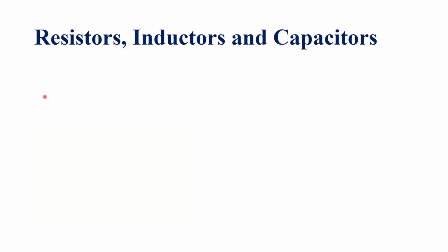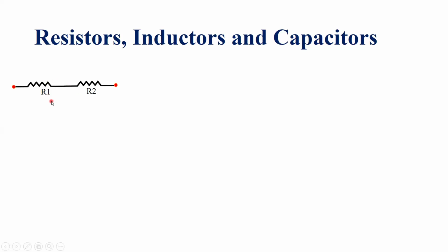Okay, so welcome back. In this module, we will see a comparative analysis amongst resistors, inductors, and capacitors. We will see how resistors, inductors, and capacitors, when they are added in series or in parallel, give the equivalent component. So we start first with the resistors.